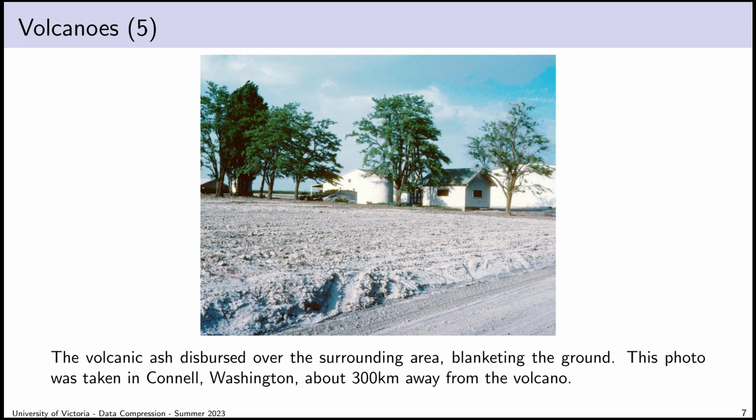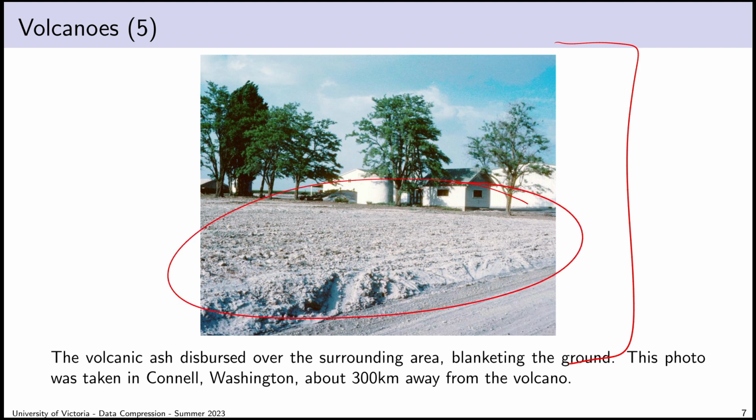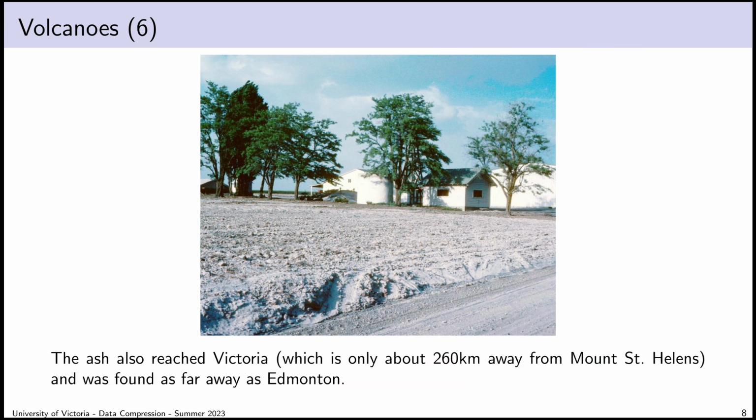It turns out that the ash, which blew through the air, ended up settling all over the place nearby. So this photo here, and just by the way, in May in Washington State on the west coast, you can bet that that's not snow. That is in fact a blanket of volcanic ash. That was taken 300 kilometers away from the volcano. Now, Victoria, where I am right now, is only 260 kilometers away, and so there actually was ash seen in Victoria. Apparently people in Victoria back then, I wasn't around, woke up to discover a blanket of ash on the ground.